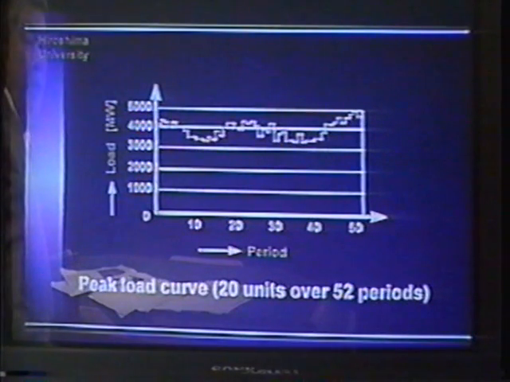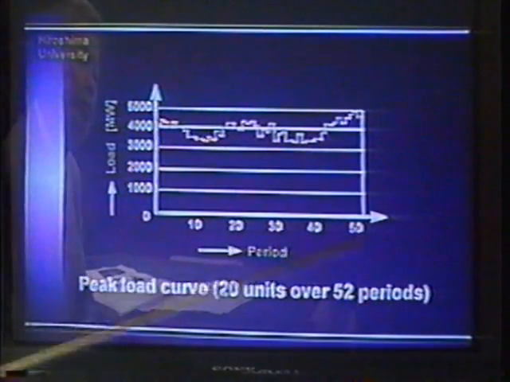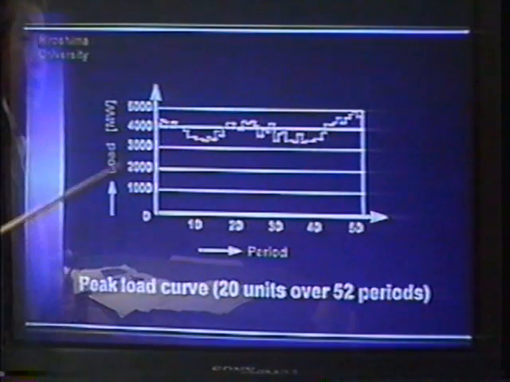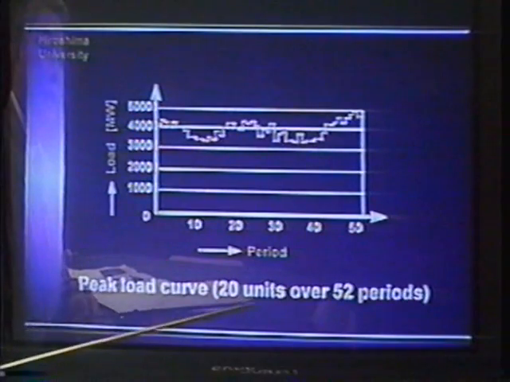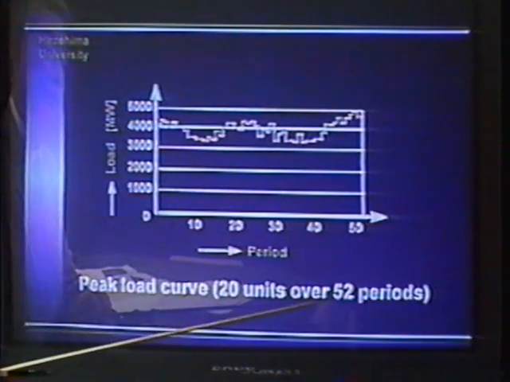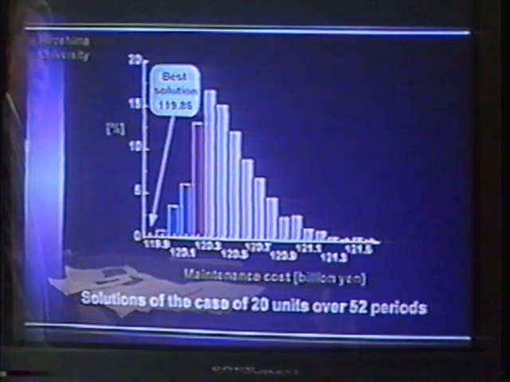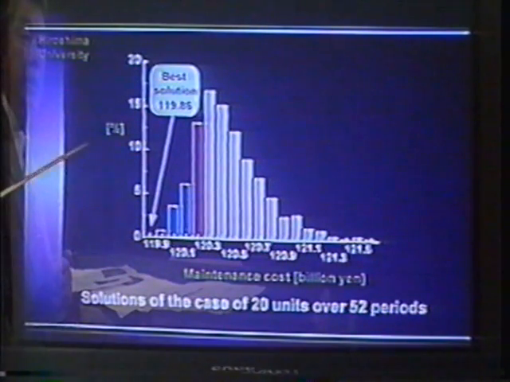So we move to our base case peak load curve. This is from January to December, and you know that this data is given by the power company in Northern Territory, and not so big a company. And we use 20 units that must be maintained, and we divided 1 year into 52 periods. And we have prepared 1,000 initial points by using random number generators. And this is a percent.